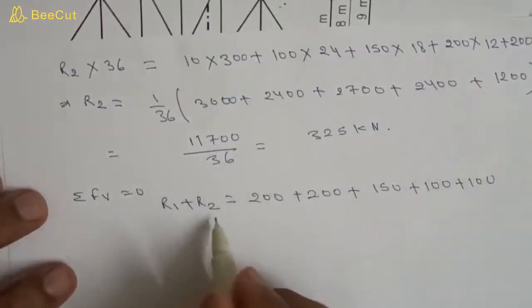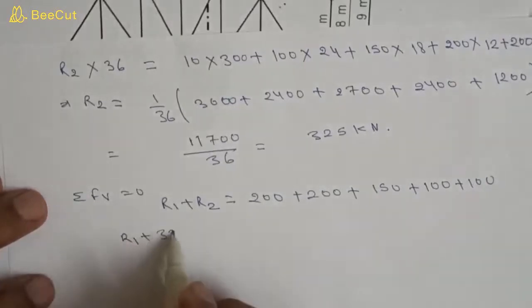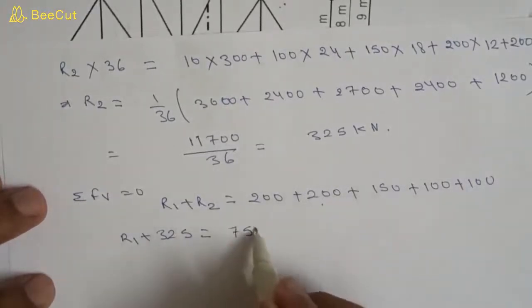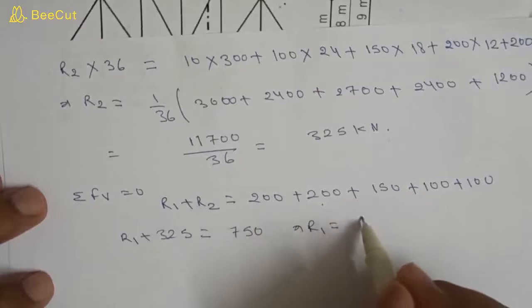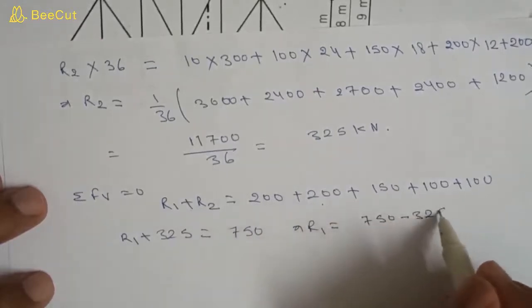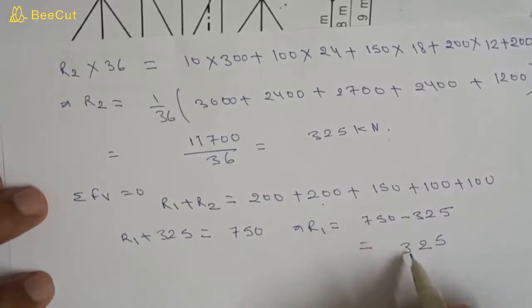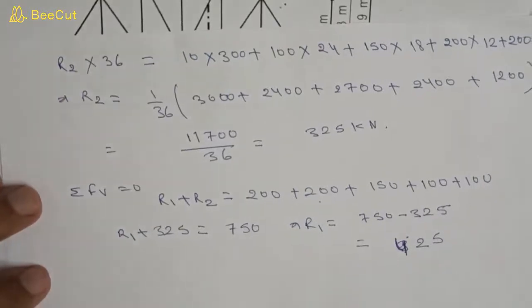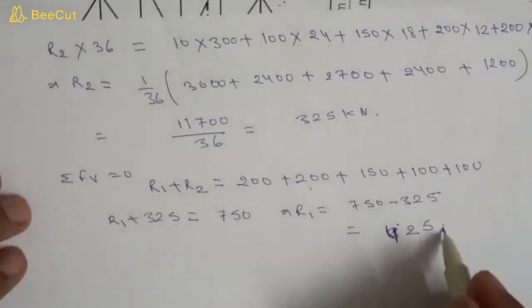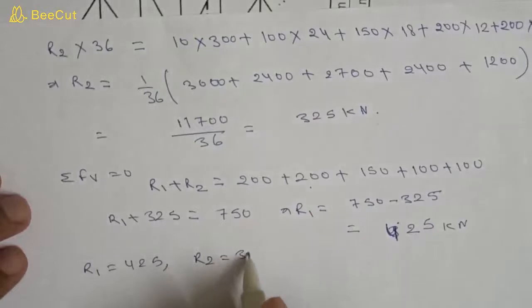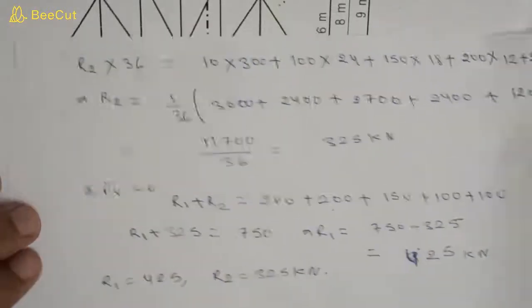Okay, so R2 is 325, so R1 plus 325 is 750. So R1 will become 750 minus 325. So if you find it, then it will become 425. So we have found R1 is equal to 425 kilonewton and R2 is equal to 325 kilonewton. So we have found the reactions.